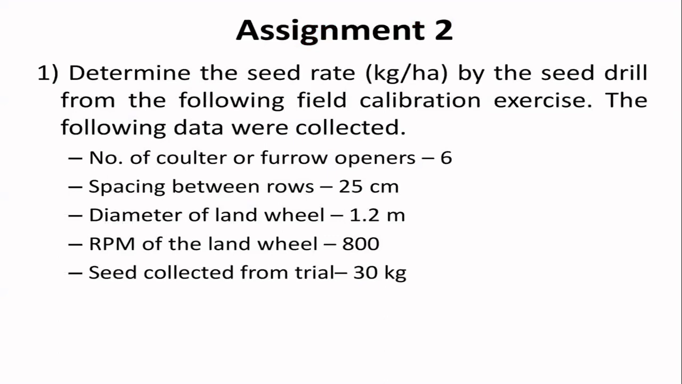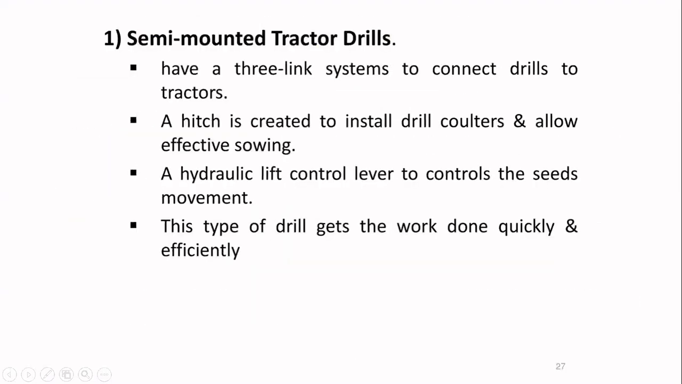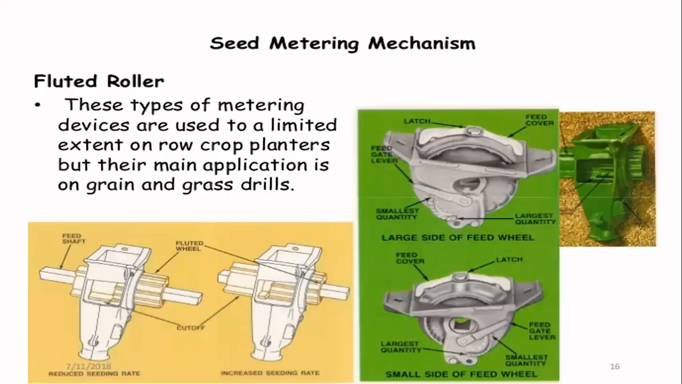You see spacing between rows, diameter of the ground wheel, RPM of the ground wheel, and seed collected in the trial, 30 kilogram, maybe it should be in an hour. The question asks for the seed rate. Okay, we will move on, some other calculations are there.